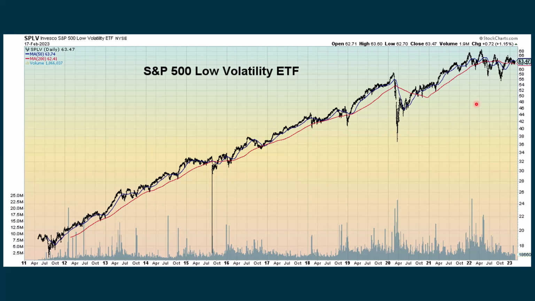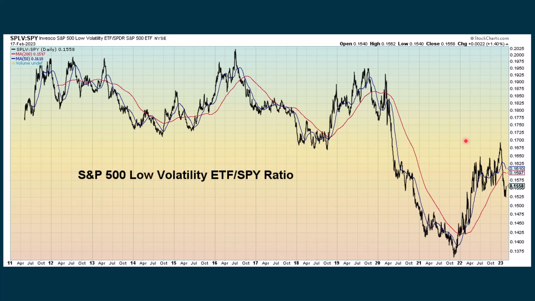Low volatility stocks, after giving us a recent golden cross, have really been chopping sideways. These are the ones that hold up better when the market's running into trouble. Doesn't mean they go down. It's just they might go down less than some of the other stocks. So when you look at a ratio of the low volatility stocks to the S&P, we're still in an overall uptrend, but we've seen some recent weakness.